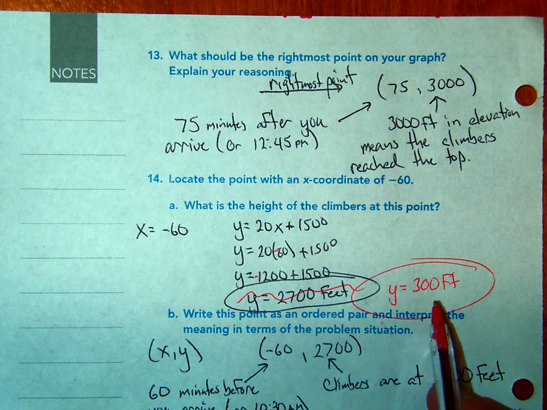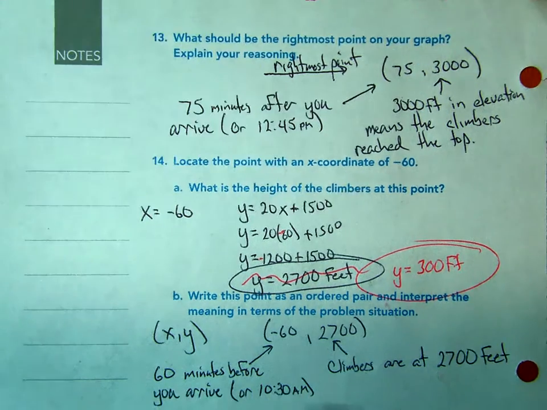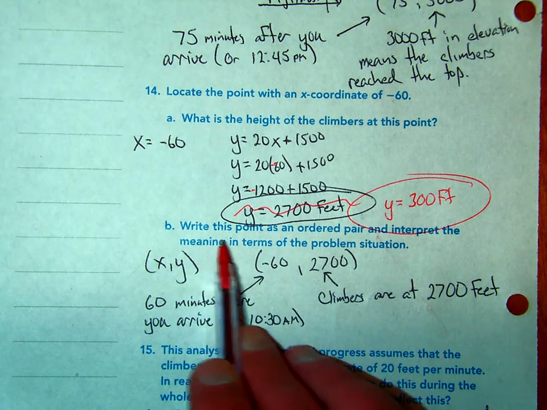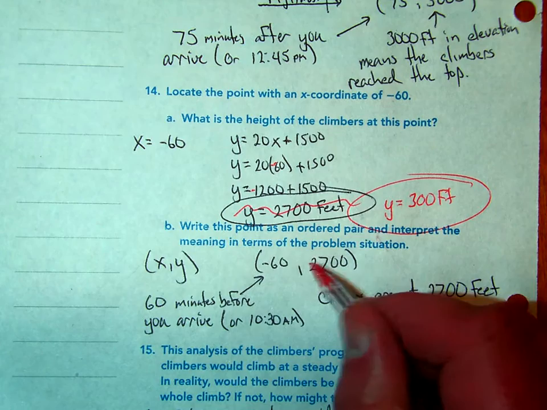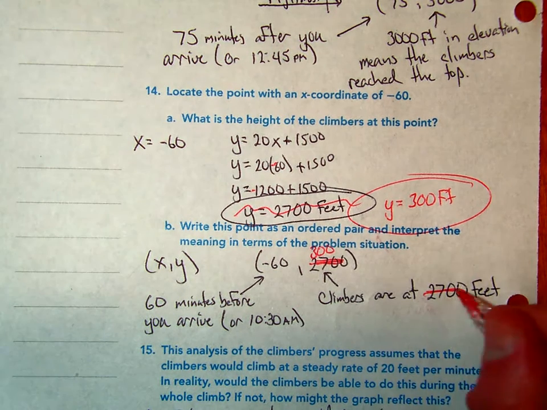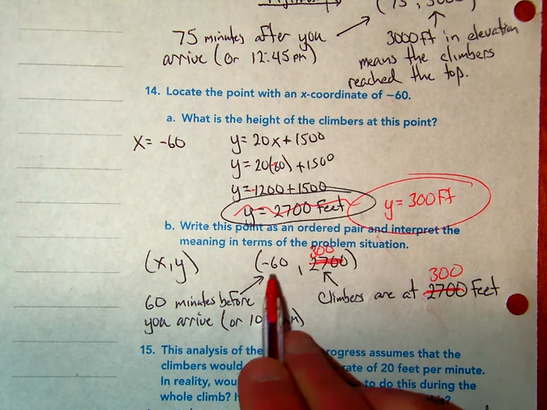All right. On B, write this point as an ordered pair. So that should have been 300. So 60 minutes before we arrive, the climbers are at 300 feet.